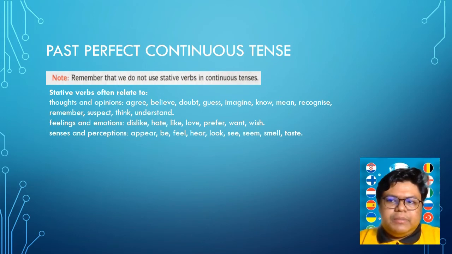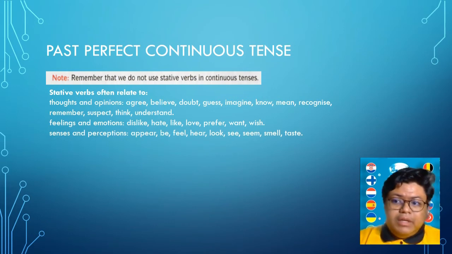Okay, tadi saya ada mention about stative verb. So when we are writing continuous tenses, maksudnya kita gunakan verb plus ing, kita tak boleh gunakan stative verb. Kita mesti gunakan verb yang actions macam saw. Stative verb here often relates to thoughts and opinion: agree, believe, doubt, guess, imagine. So these are all stative verbs. Remember, suspect, think, understand.